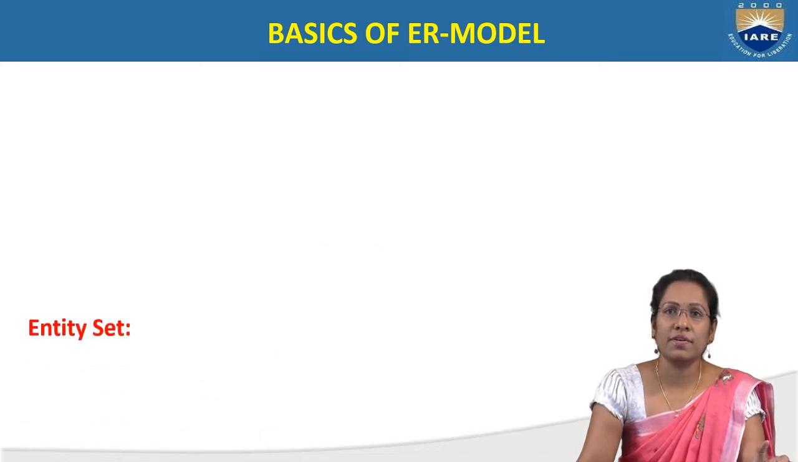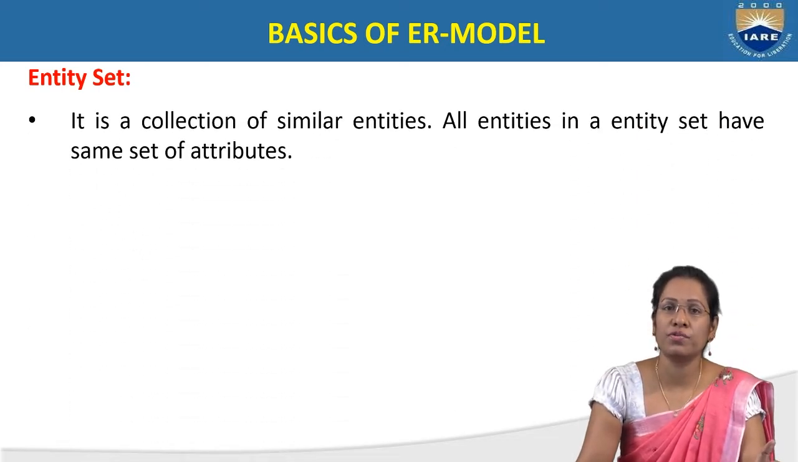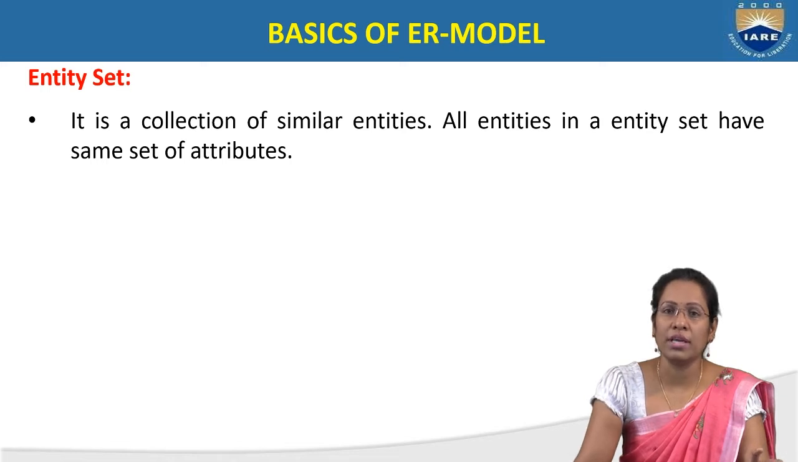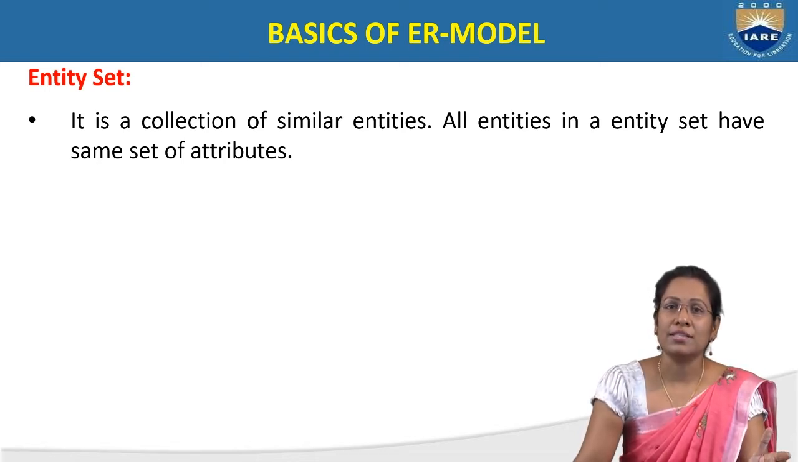So next we will see what is an entity set. An entity set is nothing but a collection of similar entities. All entities in the entity set have the same set of attributes. Suppose I take student. Student is an entity. Every time the student table will not hold only single student information, it may hold many students' information. All those student information come under the entity set of type student, because it contains similar type of information of type student. So that is called an entity set.